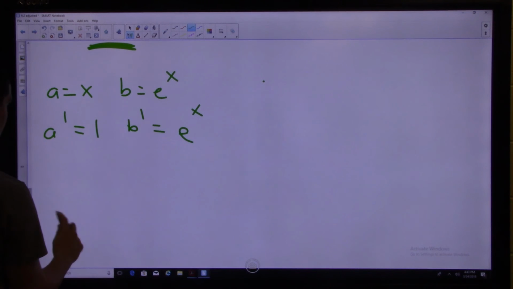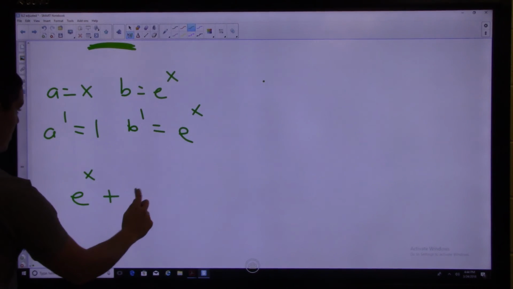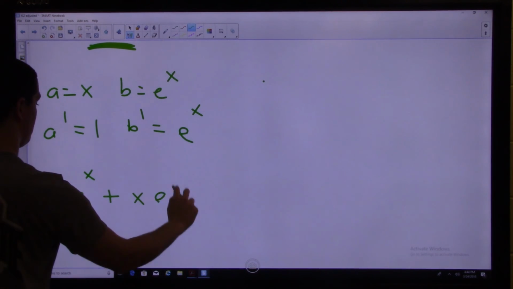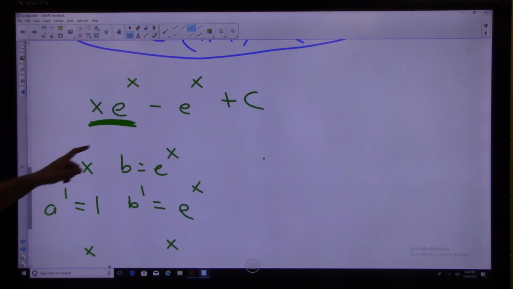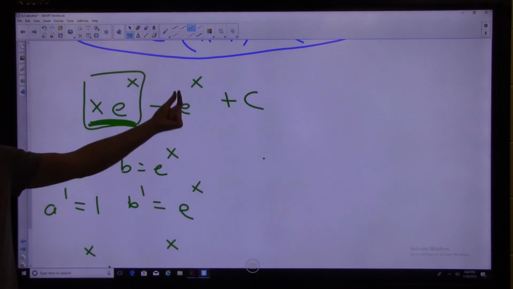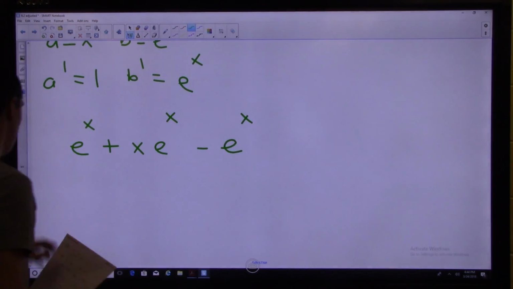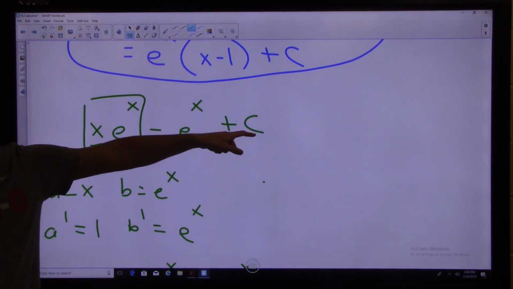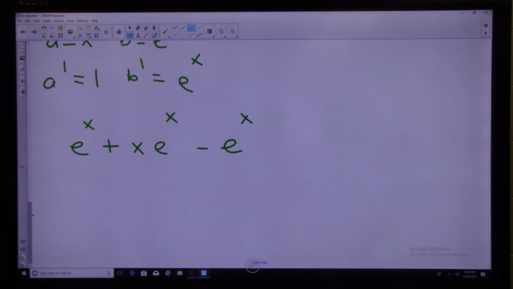So we got 1 times e to the x, which is e to the x, plus B prime A, which is going to be e to the x times x, which is the same thing as x times e to the x. So hopefully that made sense. If it didn't, rewind that, if I was going too fast. So we've got e to the x plus x times e to the x. Now, we haven't taken the derivative of this one yet, so we just took the derivative of this guy. And we want to take the derivative of negative e to the x. Well, the derivative of negative e to the x is negative e to the x. And then again, what's the derivative of a constant? Answer, 0. So we don't have to worry about putting plus 0.